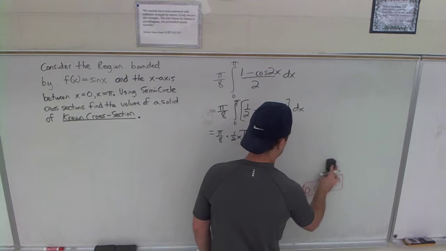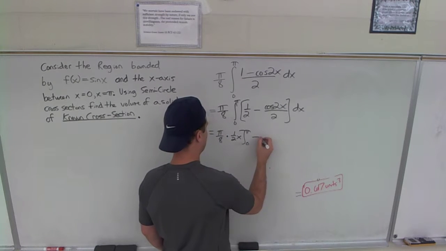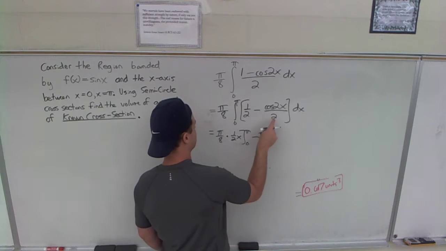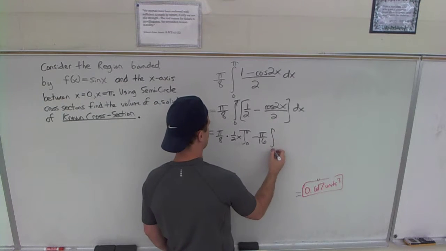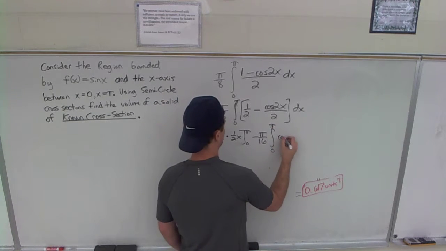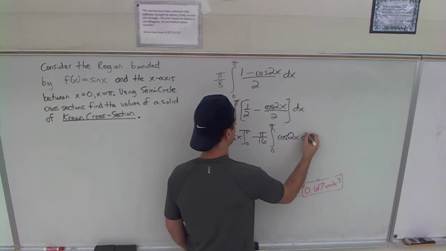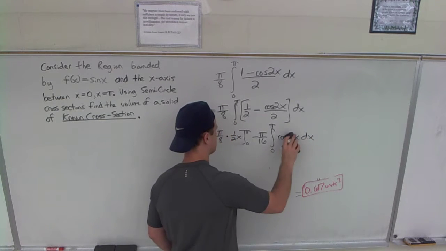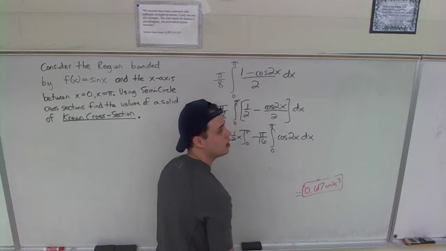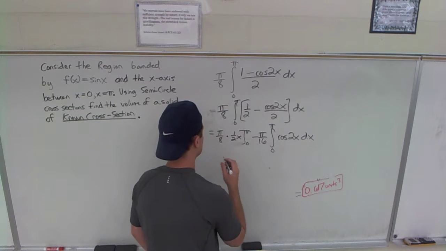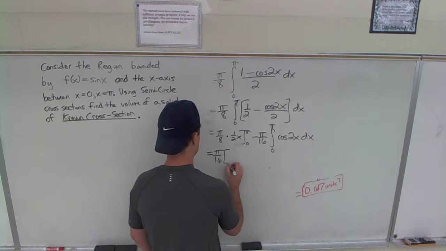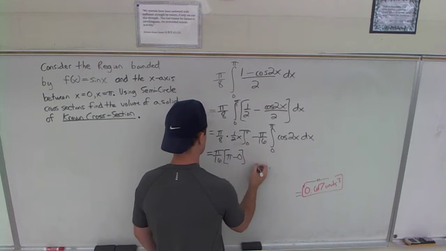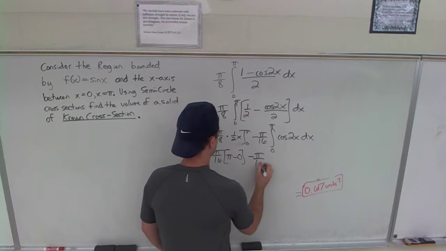And then we've got minus pi over, if I put this and this together, that's pi over 16, pulling that half outside of the integral. And here we've got the cosine of double x, which I think is something we can do. That's a 2x there, sorry. Unlike cosine squared or sine squared, which we couldn't do. So this one's going to be pi over 16 times pi minus 0. That's nice and easy. Pi over 16.